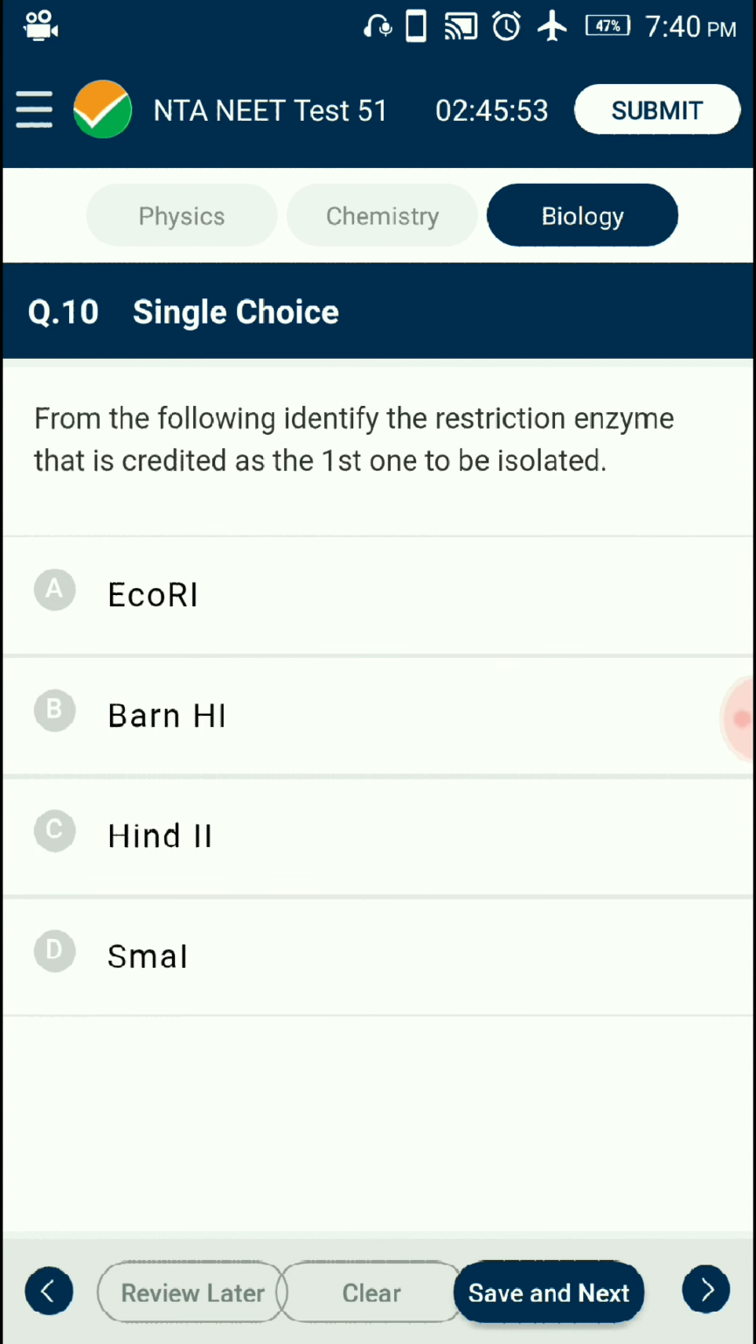Question number 10. From the following, identify the restriction enzyme that is credited as the first one to be isolated. A restriction enzyme is a biocatalyst that can cut DNA at a specific part of the sequence, which is now termed as restriction sites. HindII is the first restriction enzyme that was extracted from Haemophilus influenzae Rd strain 2. Thus, the enzyme got labeled as HindII. So, the answer is option C, HindII.